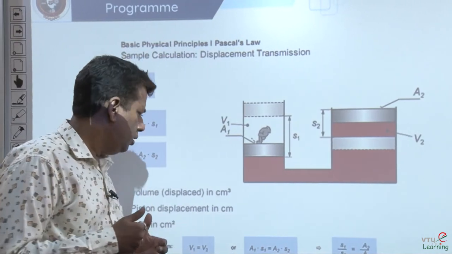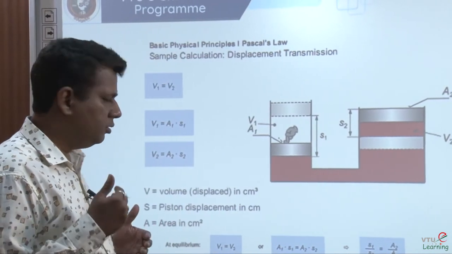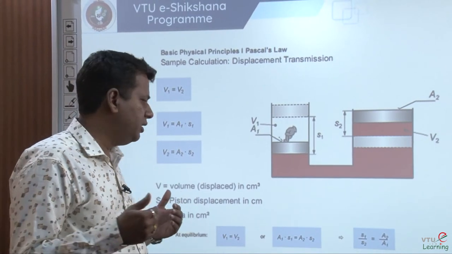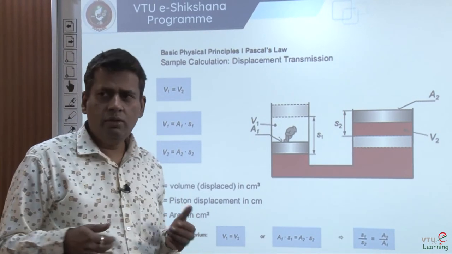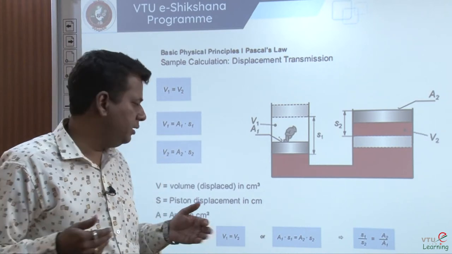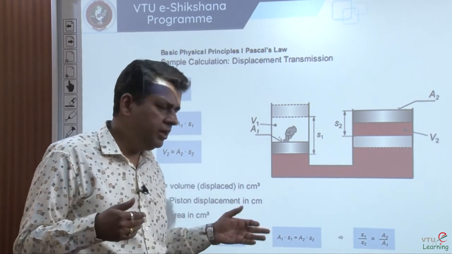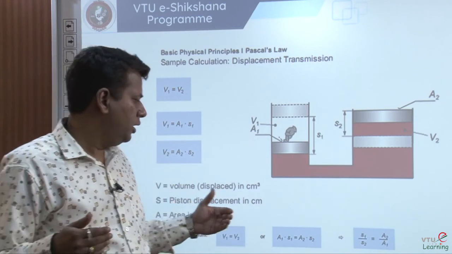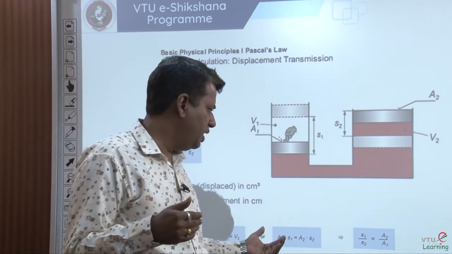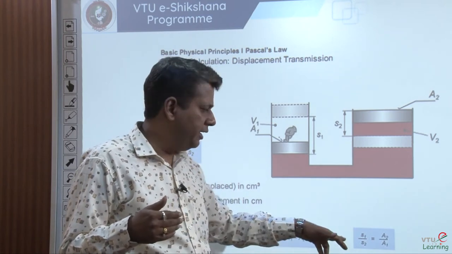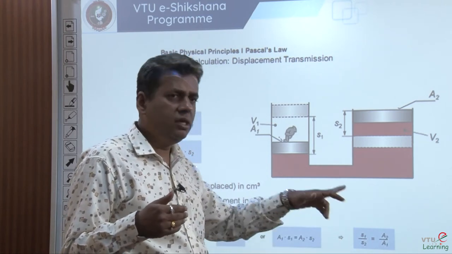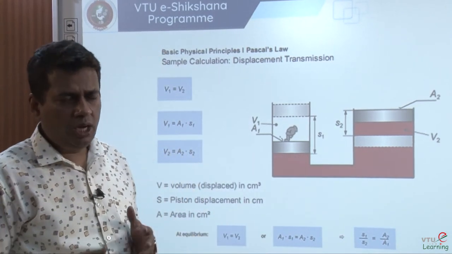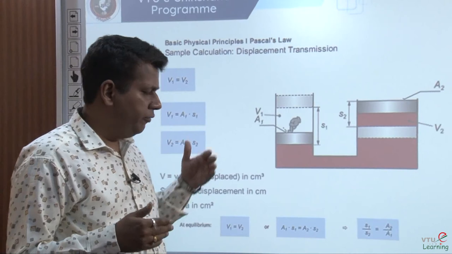So according to Pascal's law, at equilibrium the volumes become equal, that is V1 is equal to V2. So if V1 is equal to V2, then A1 into S1 is equal to A2 into S2, right? So you arrange the terms properly, and you will get the final result, that is S1 by S2 is equal to A2 by A1, right? So now what is happening?